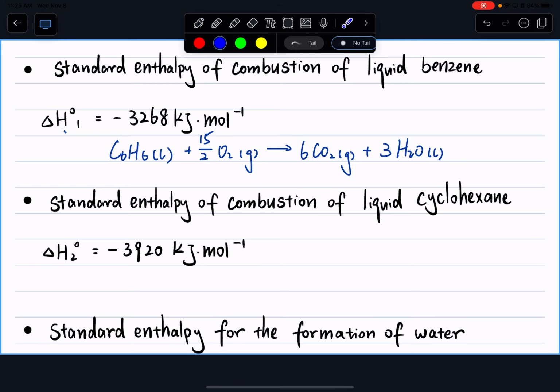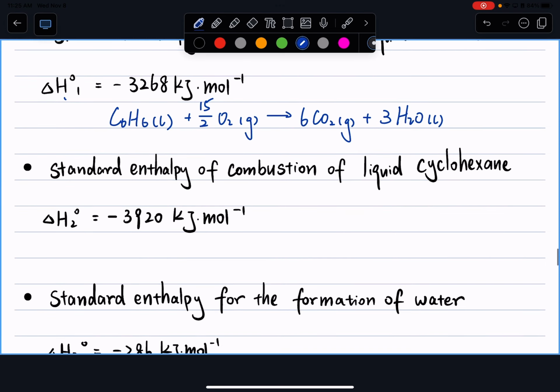Likewise, you can write the combustion reaction for liquid cyclohexene. And what we have is C6H12 liquid plus oxygen goes to CO2 and water. So that's 6, 6, 9. This one is a quick refresher that you will need to balance chemical equations. So if you forgot how to do it, just practice a little bit. It will come back to you.